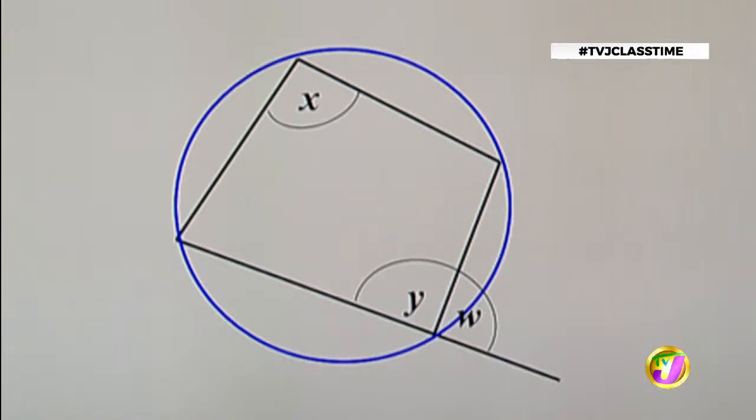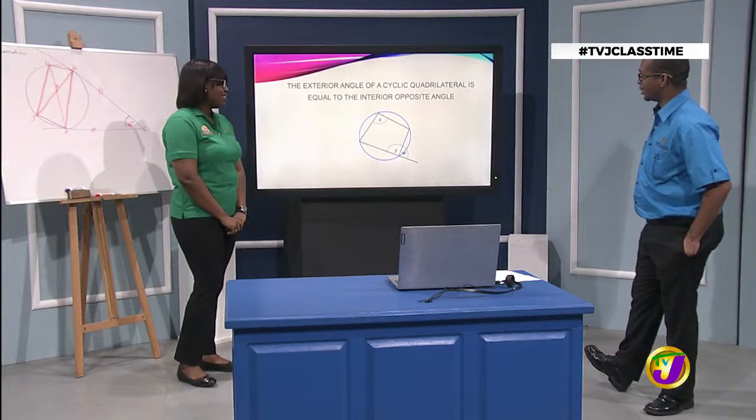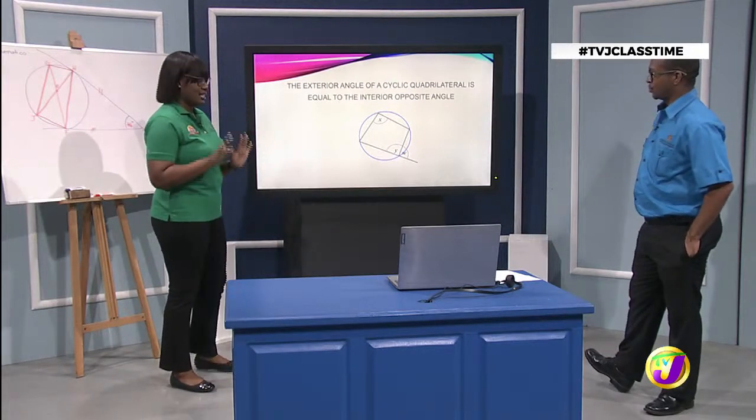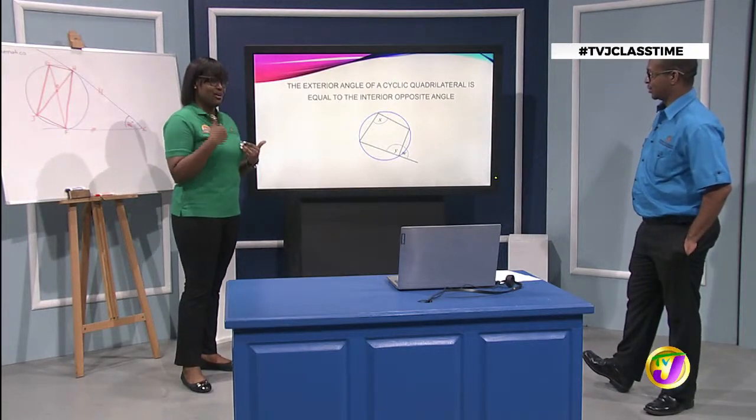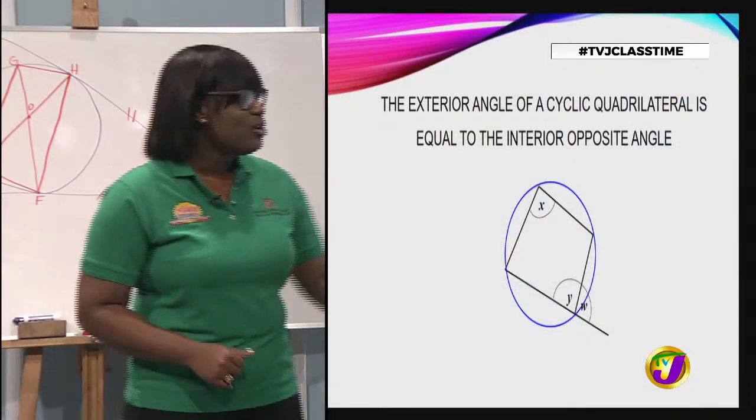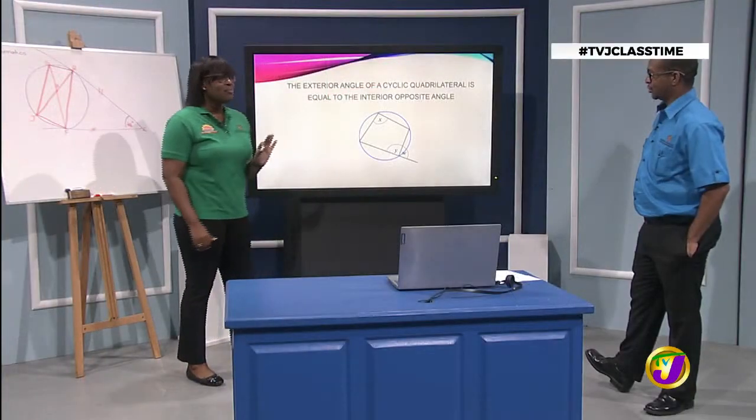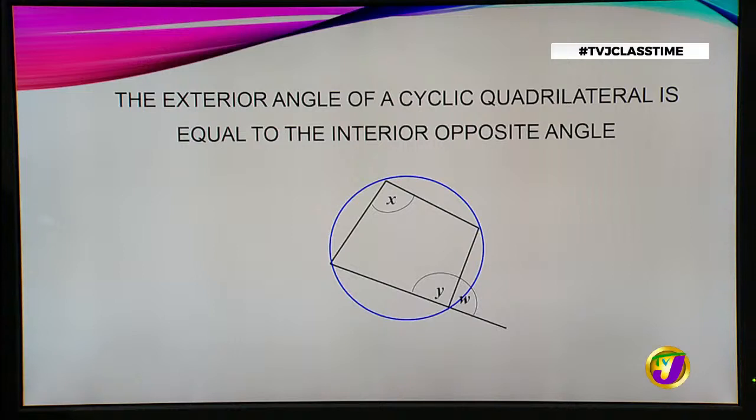All right. So let's see what we can do. Let's start with x and y. This is one thing I know: x and y are supplementary angles. So x plus y would sum to 180 degrees.